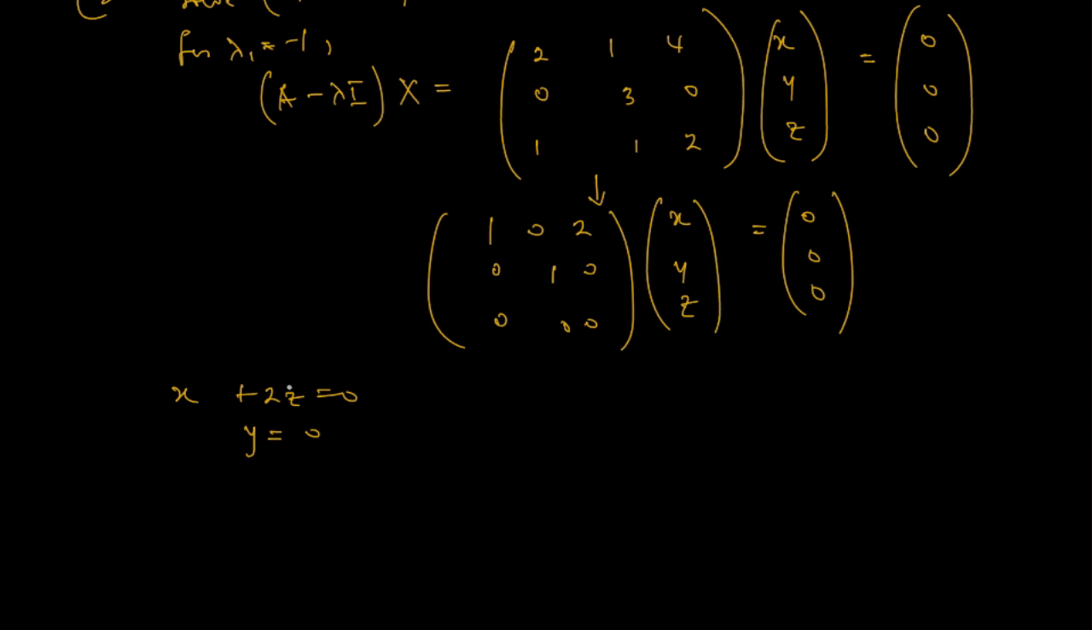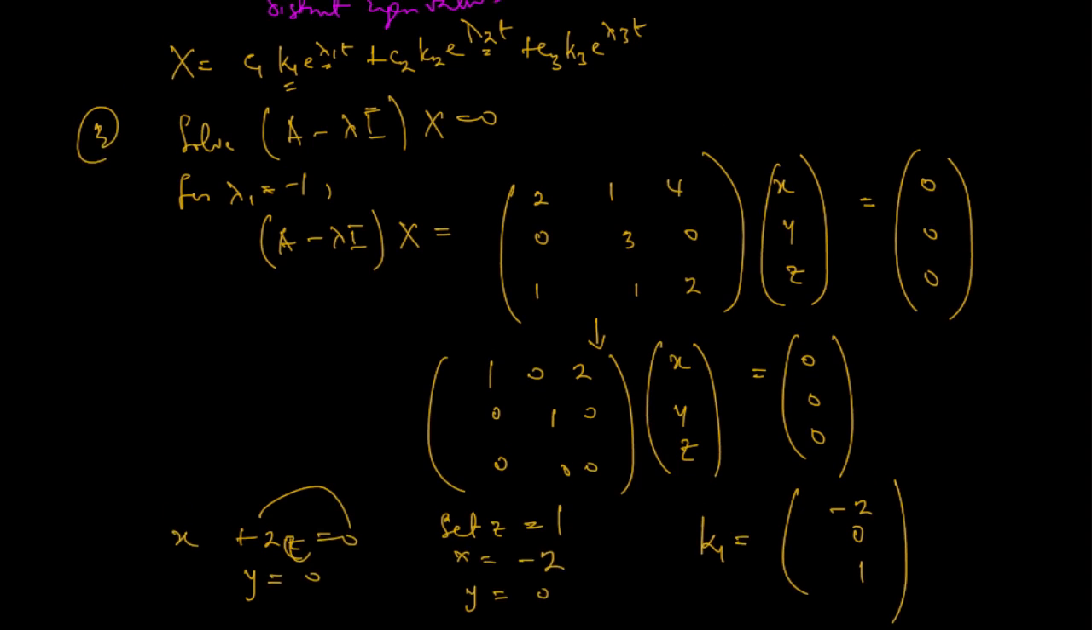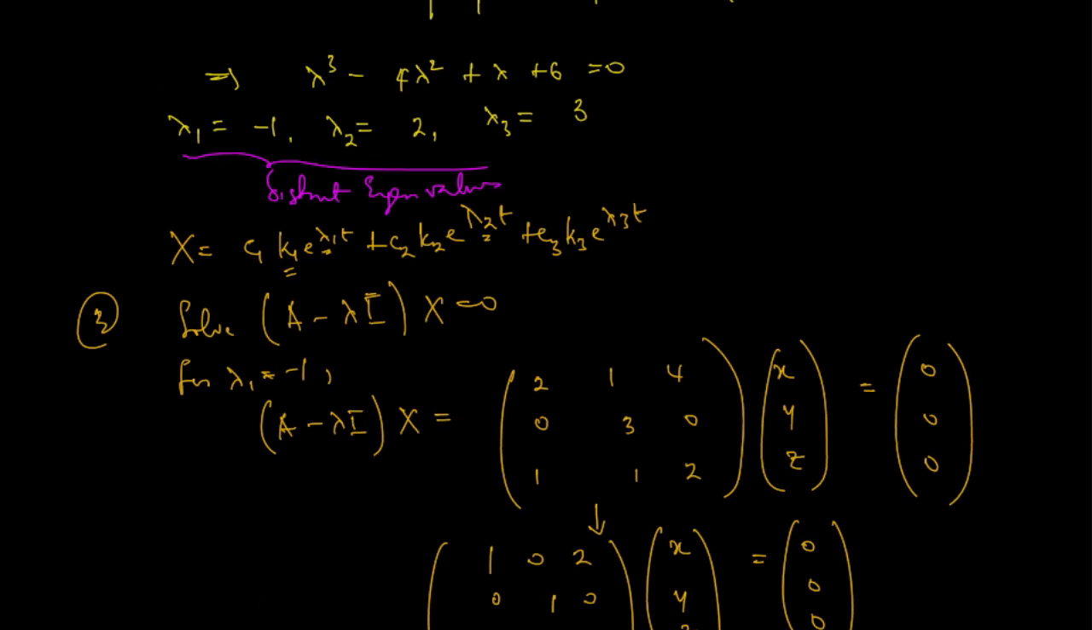The free variable here is z, so to find the basis, we set z equals 1. Then I can find my x. My x is going to be -2z, which is -2, and my y is already given to be 0. So I've been able to find my K1, with x, y, and z.